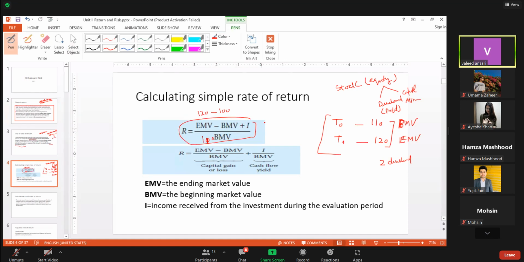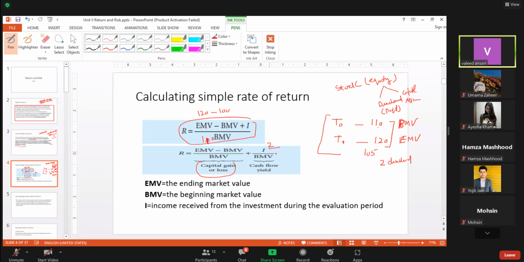Now, another element is described here as capital gain or loss, because the prices have gone up here from 100 to 110, therefore there is a gain. If the price was, let us say, 95, then there would have been a loss, the appreciation. Also assume that this stock has provided certain income, naturally in the form of dividend, 2 rupee dividend.